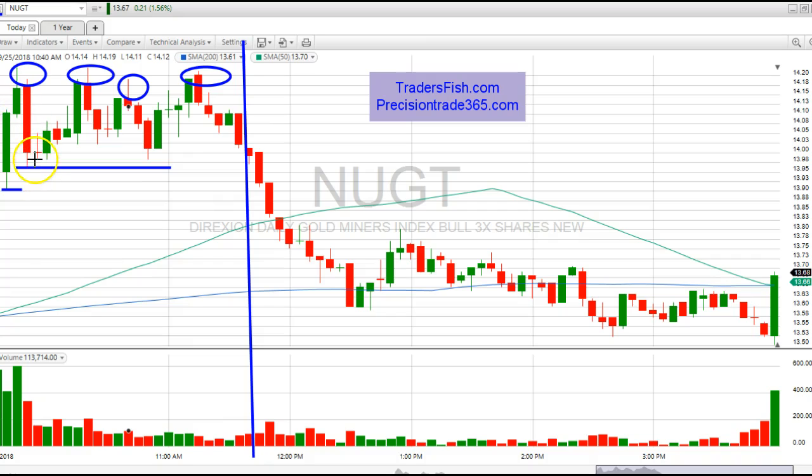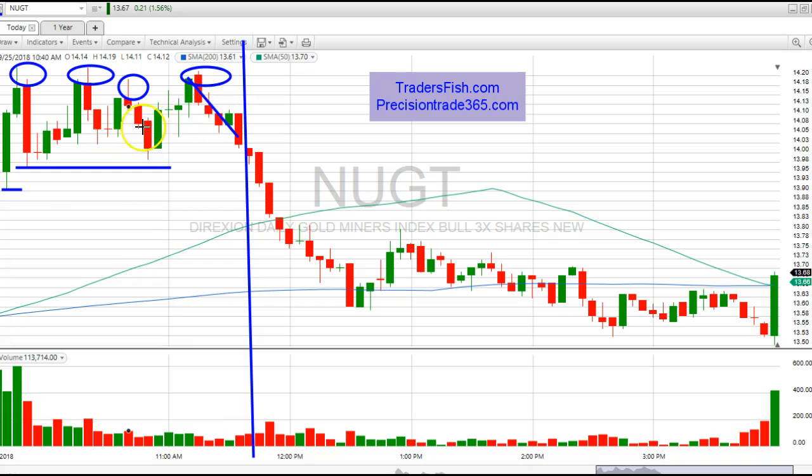Because you can see here, this support is very significant. Although on this second try of 14.20 it failed, for some it can easily be seen as a double top for intraday. But this is an invalid double top unless we break the 13.90 support. However, on the fourth attempt at the 14.20, it tried the resistance again, and it failed again.